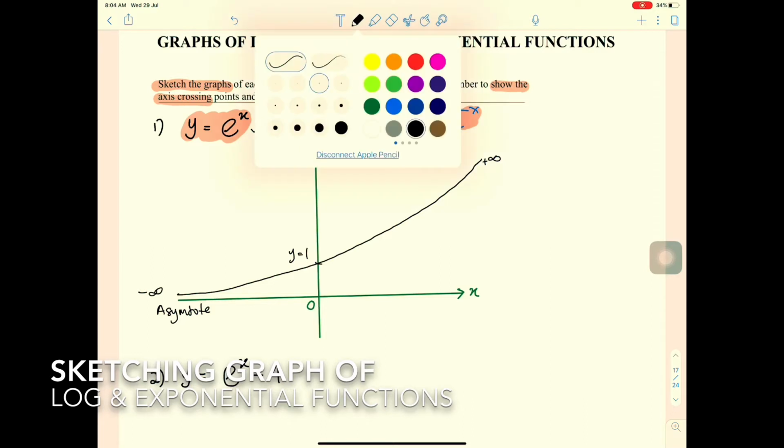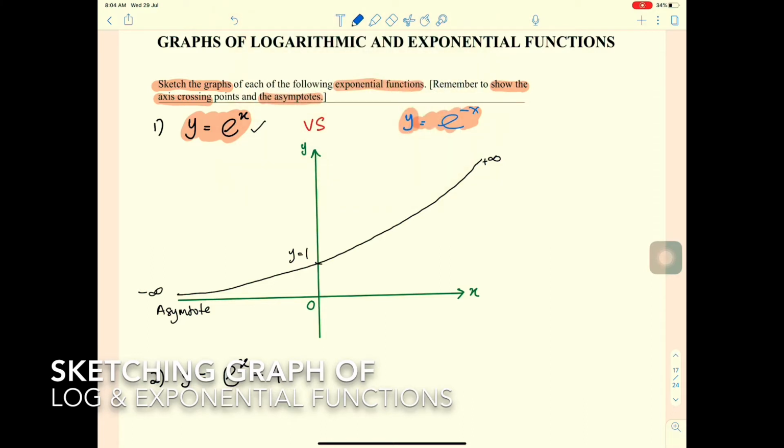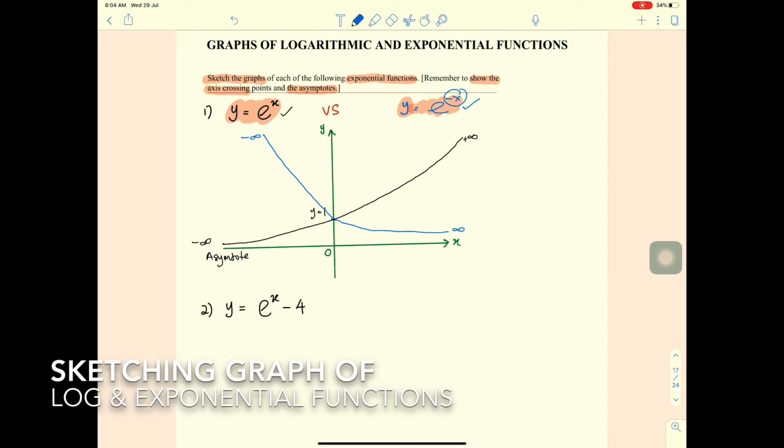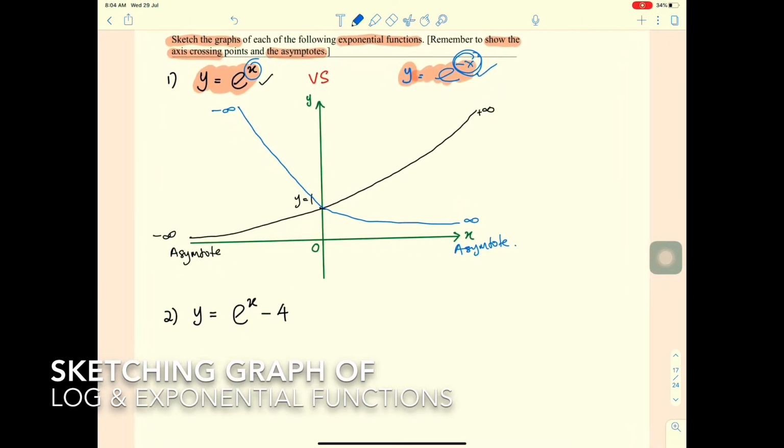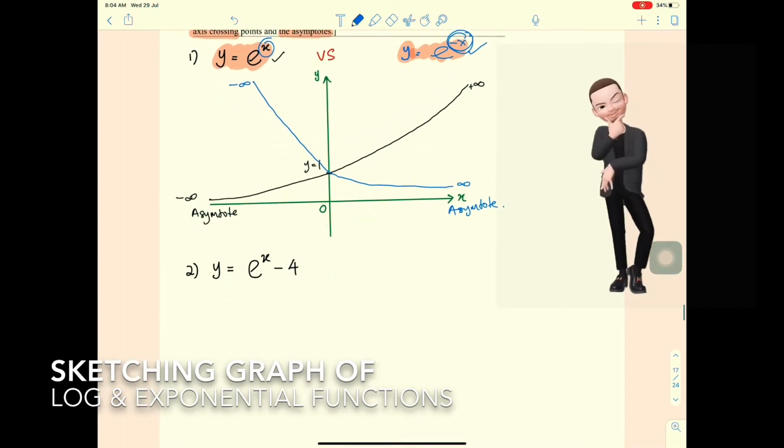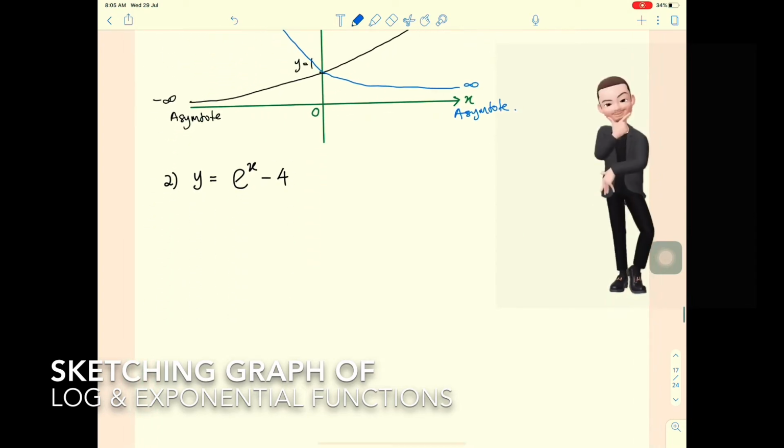And then the blue line will show you the basic graph for e^(-x). It starts from positive infinity and passes through y equals 1 also. This is how we sketch the basic graph for y equals e^x or y equals e^(-x). And again, the x-axis is the asymptote for both graphs. This is the basic graph. I hope you can remember, because we are going to use this basic graph to solve question number 2.